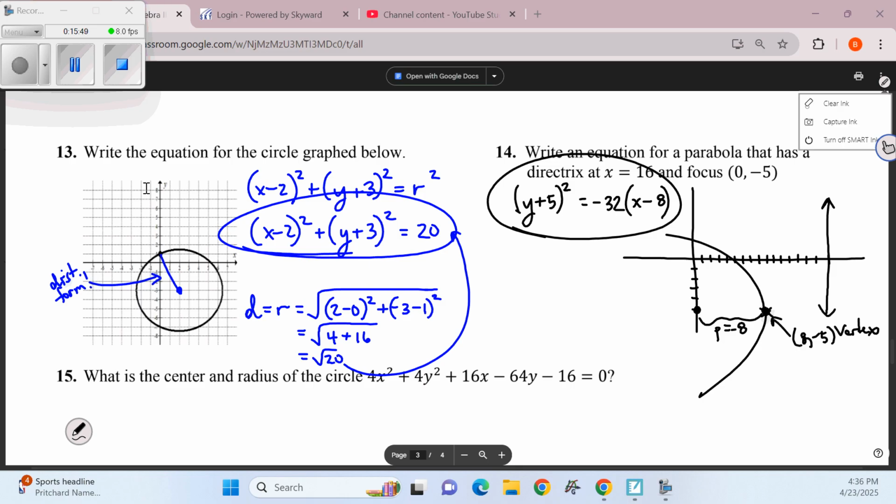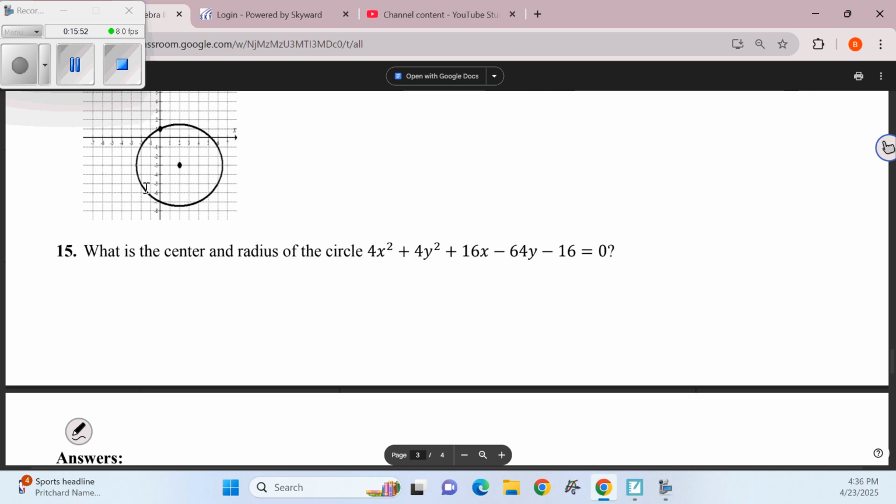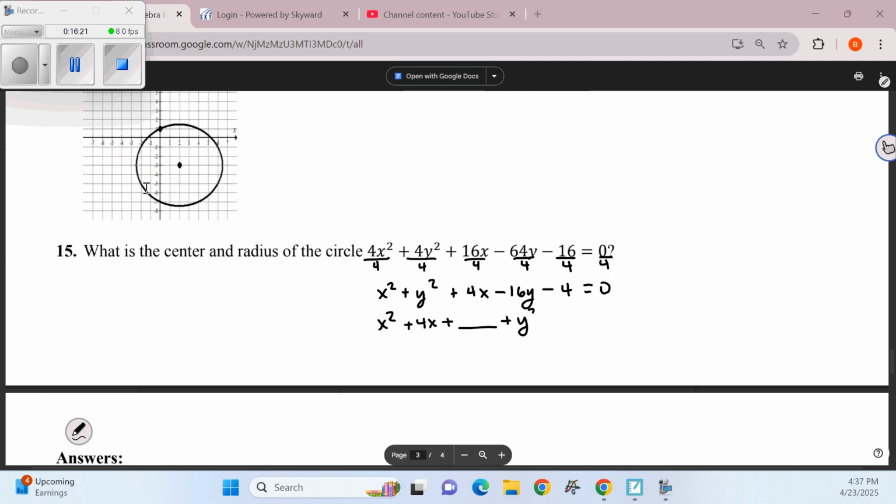Okay, last one. We're almost there, team. Number 15, what is the center and radius of this circle? Well, it doesn't even look like a circle right now because I'm not supposed to have a number out front. So let's divide this whole thing by 4. So we've got x squared plus y squared plus 4x minus 16y minus 4 equals 0. Let's lump our x's and our y's together. So x squared plus 4x plus blank, I hope you know where this is going, y squared minus 16y plus blank is equal to, I'm also going to take this negative 4 and get it to the other side. So adding that to the other side, I've got a 4, and then plus blank plus blank.